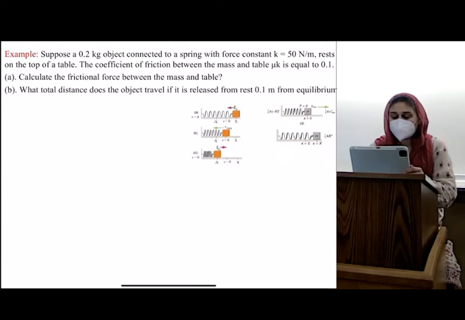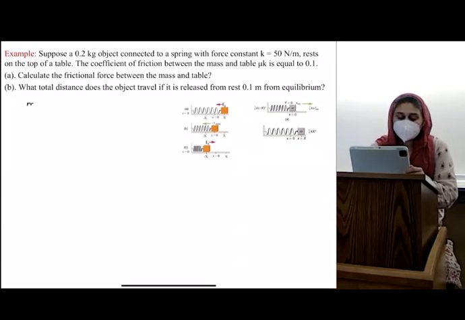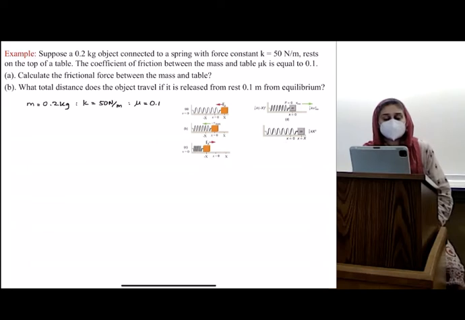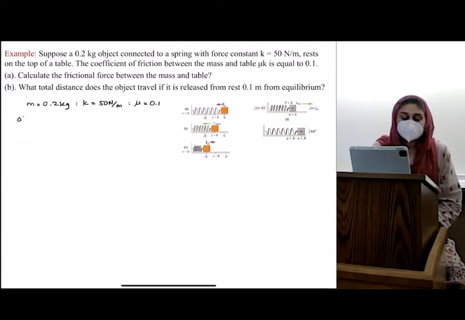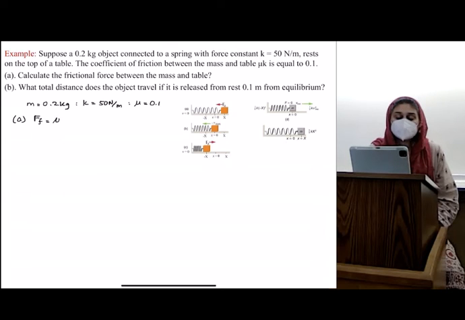So I'm going to start writing this. I'm going to say the mass is 0.2 kilograms. And K they give me is 50 newtons per meter. And they give me mu equals 0.1. And they ask me what is the frictional force between mass and the table. Mu times N, where N is the normal force, and N was given as mg.